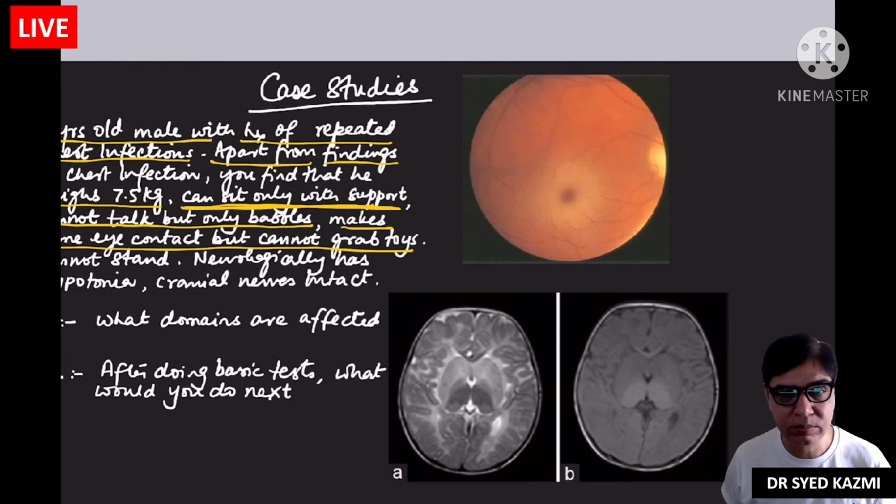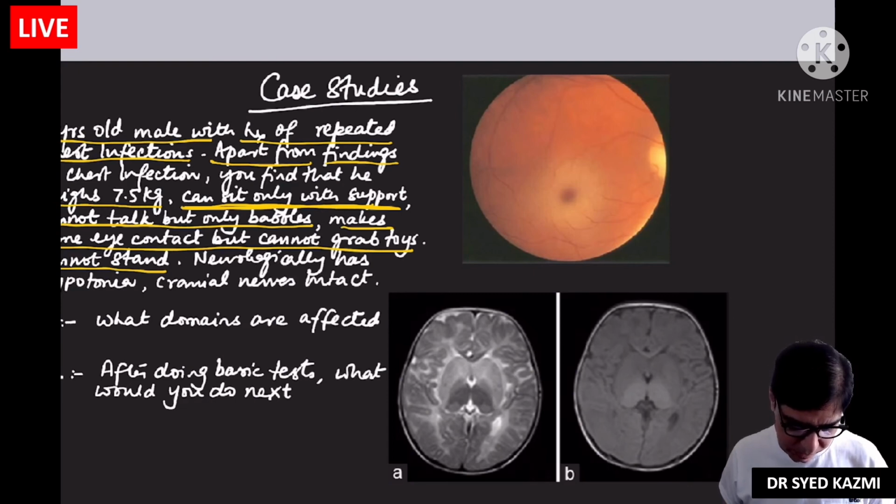He makes eye contact, but he cannot fix on different things. So it simply means vision and fine motor domain is also affected. He cannot stand, obviously that is another delay in the gross motor domain. Neurologically, you have done that and you find out that he has a delay in the gross motor domain, and he has delay in the vision and fine motor domain.